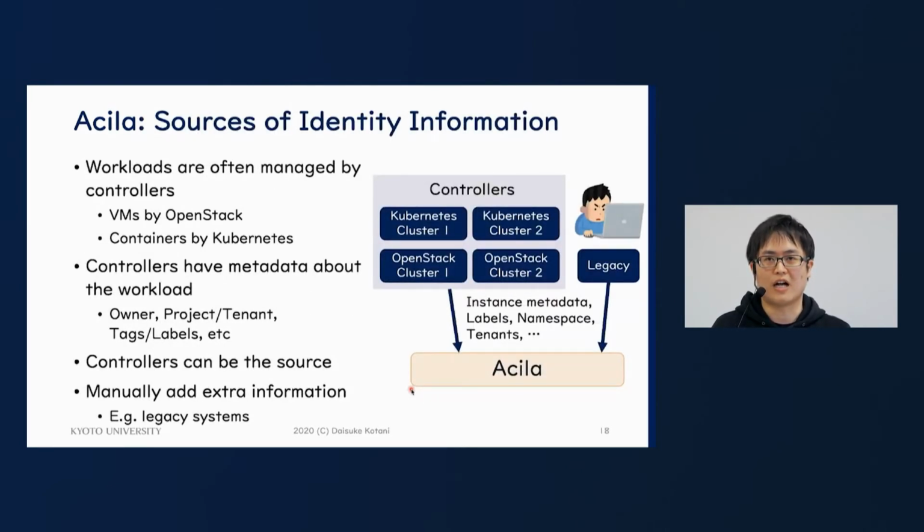So the first is where to receive the source of identity information. So this is pretty straightforward. Data centers, for instance, VMs and containers, they have managers called controllers. For instance, in an environment with Kubernetes, Kubernetes controllers have information of what kind of containers are available in the data center. If it's for VMs, OpenStack controllers have information of what kind of VMs are available, or who the owner of the VM is. So all of this information is available in the controller.